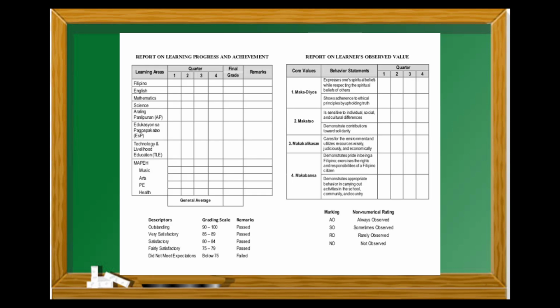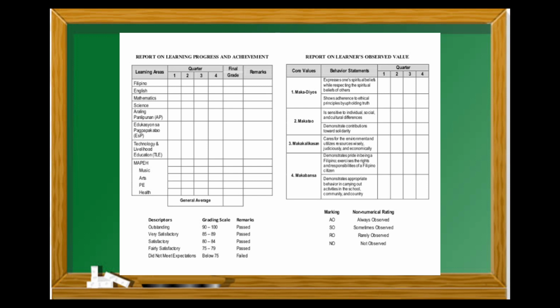So let's take a look at the DepEd report card. If your grades are already in the report card, you will determine if you passed or not. Below the general average, you can see descriptors, grading scale, and remarks. Outstanding, 90 to 100, passed. Very satisfactory, 85 to 89, passed.